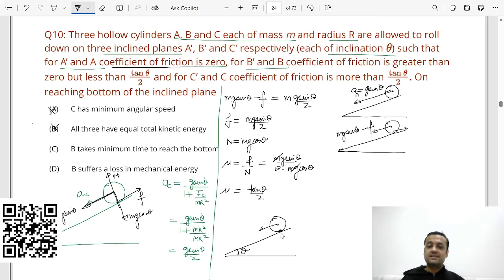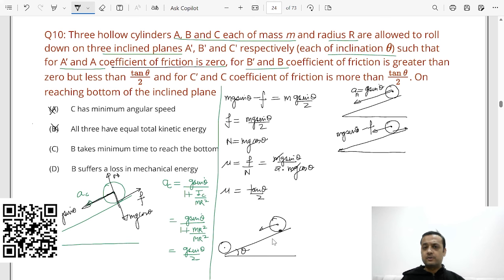So situation C is most interesting. In this case, friction will definitely act, but its work done will be zero, which is why mechanical energy will still remain conserved. So if you check the total kinetic energy of the body at the bottom, it will still be equal to case A. In case A as well as case C, the kinetic energy at the bottom will be equal to the loss in potential energy.